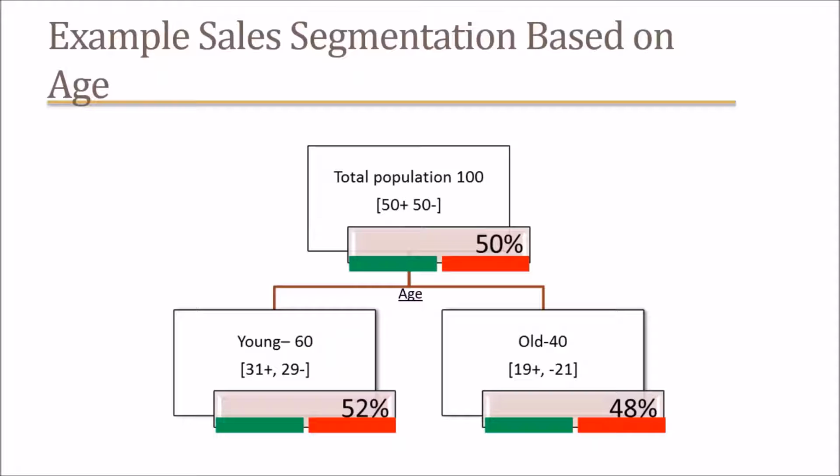Then why do we actually need to segment this population based on age, young and old? There is absolutely no difference between the buying pattern of young and old. They both have a 50% chance of buying. Now what is a good segmentation criterion? What is a variable that splits the whole population into two good segments?